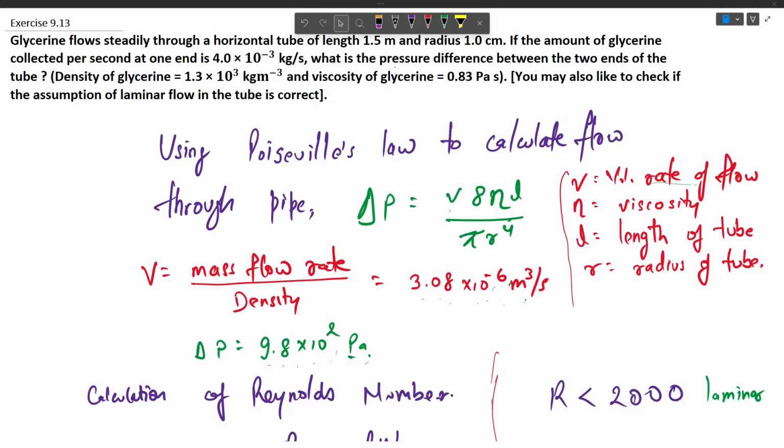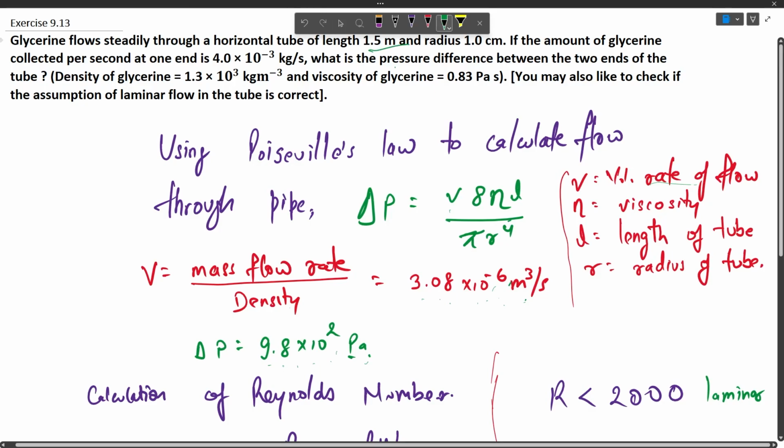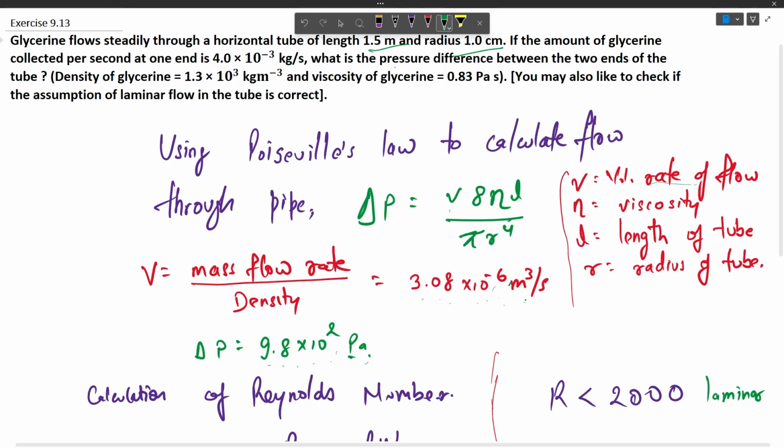The question says that glycerin flows steadily through a horizontal tube of length 1.5 meter and radius of cross section 1 centimeter. If the amount of glycerin collected per second at one end is 4 into 10 raised to the power minus 3 kg per second, what is the pressure difference between two ends of the tube?